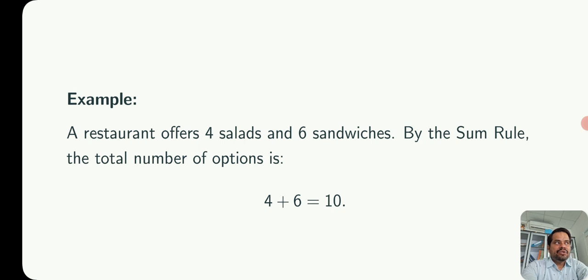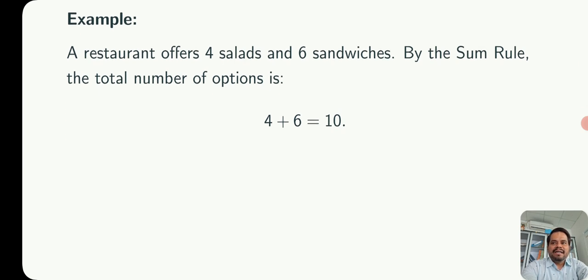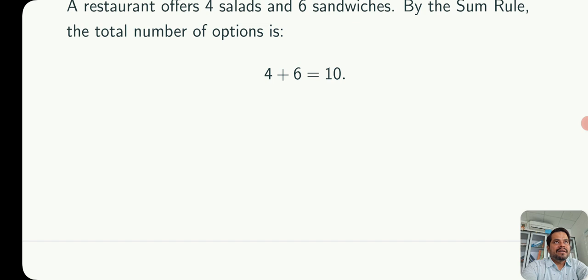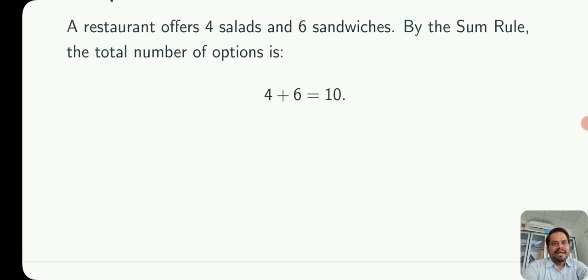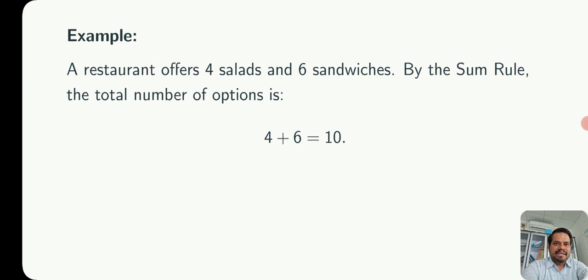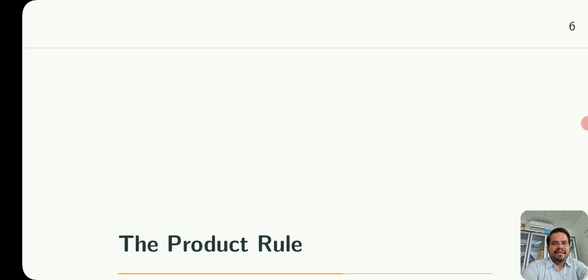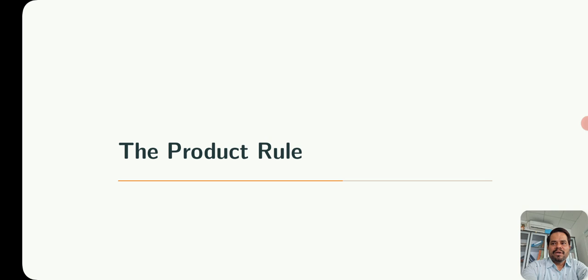Yes, so you can apply the sum rule here to find the number of chosen options for this example. I think you understand the first principle of counting, the sum rule, by illustrating these two examples. Yes. So now let us see the next rule, which is the product rule.